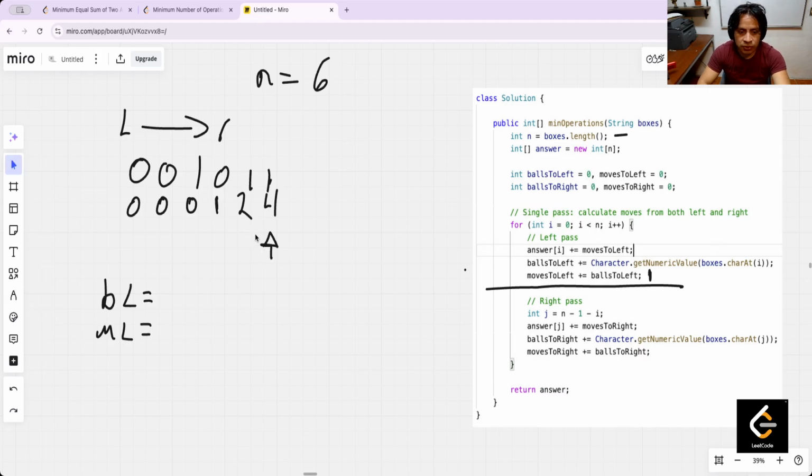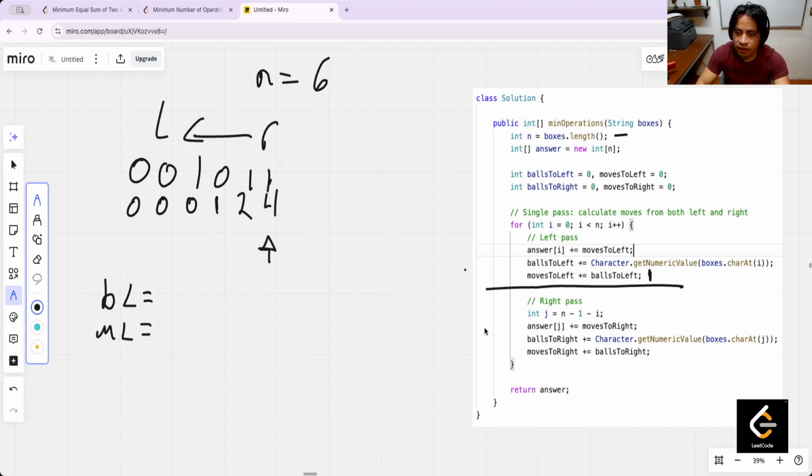Now it's time to do the right to left. Okay, let me change this. Now it's right to left. In this case, we start with n less 1 less i, that is 0. N is 6, less 1, less 0, it's equal 5. 0, 1, 2, 3, 4, and 5 is here. Now the answer in this index, I think that it only reduces one.